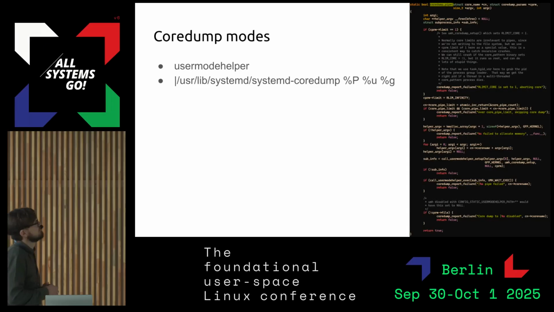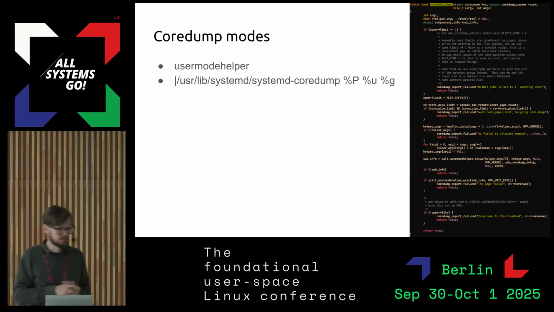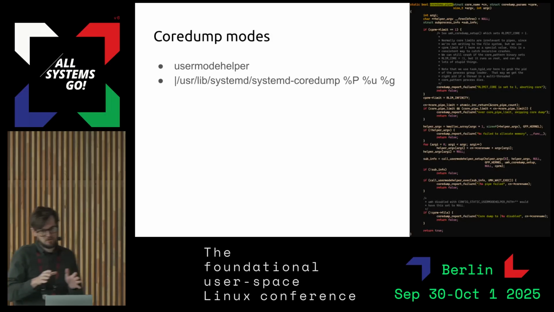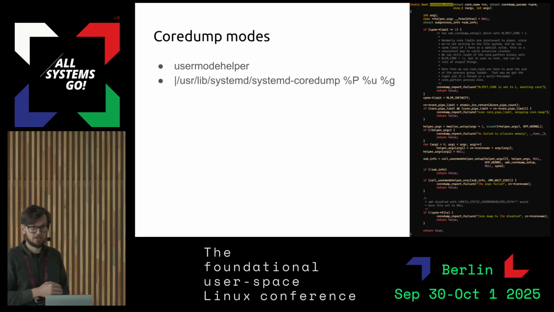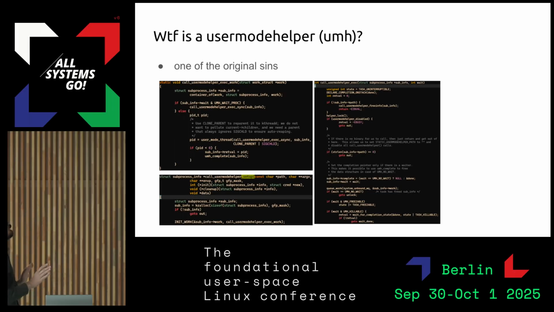And this is the user mode helper. We get to that in a second, and you can see this little pipe symbol, and right here, systemd-coredump, that string, that's what would be in /proc/sys/kernel/core_pattern. And the little pipe symbol at the beginning instructs the kernel to use a user mode helper. Who knows what a user mode helper is? Okay, a few, that's already good. It's terrible. It's one of the original sins.